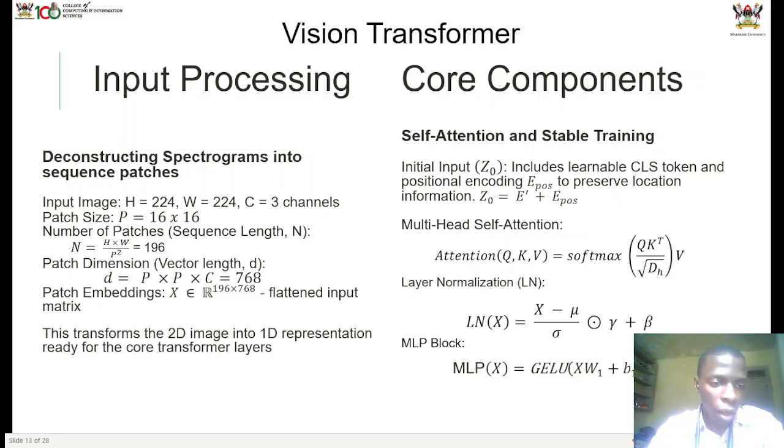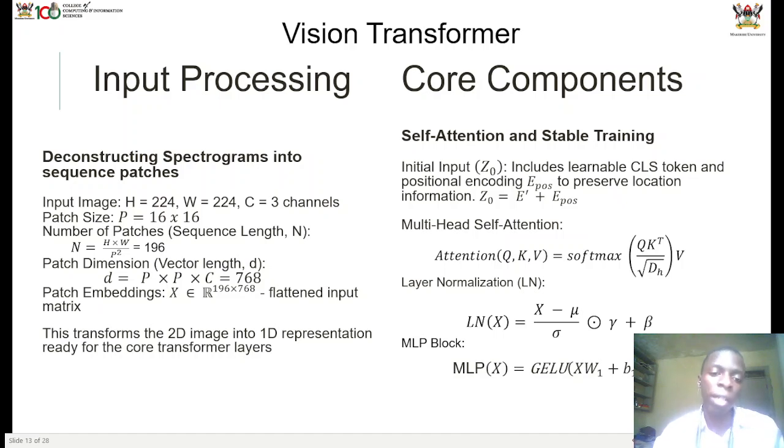Now the patch dimension is obtained as the size of a patch times the channel size, which never changed. So the patch dimension is 768. These patches are then turned into a patch embedding, which is a matrix where each patch has its 768 values, and then we stack all of them.